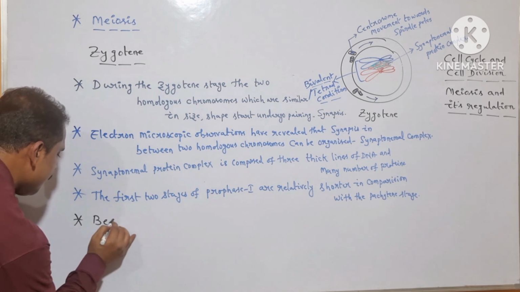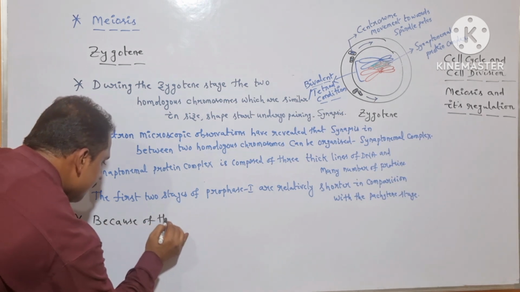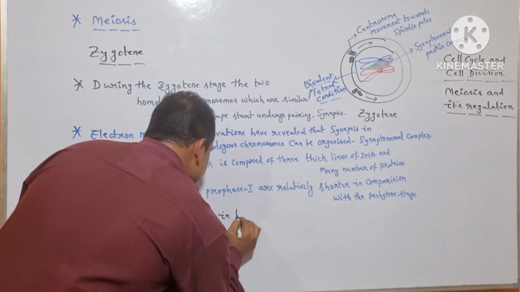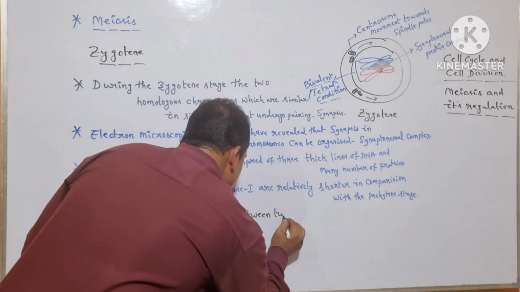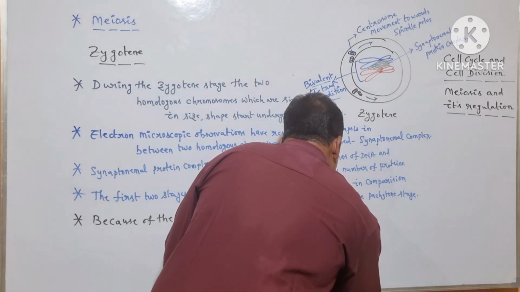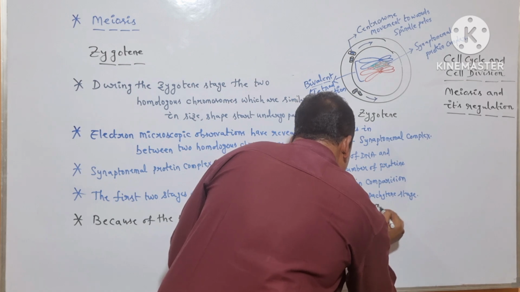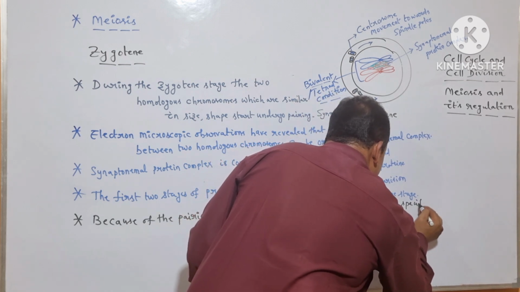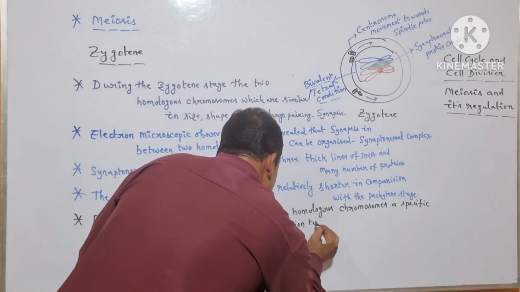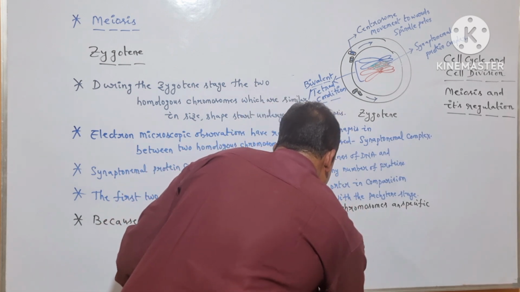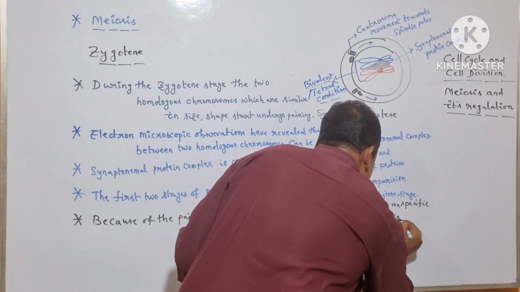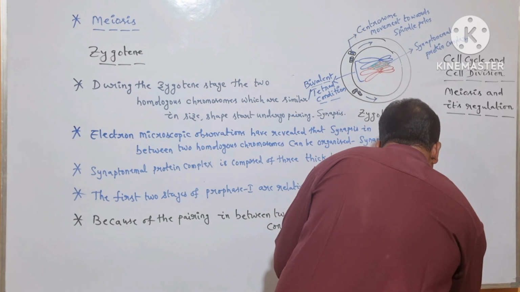Because of the pairing between two homologous chromosomes, a specific condition termed as bivalent or tetrad condition is observed.